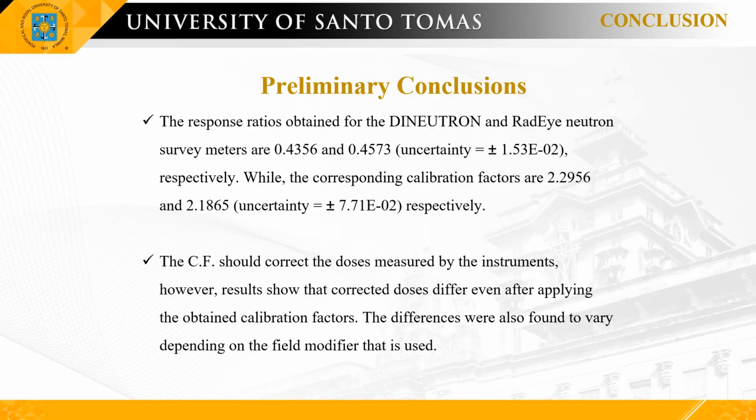Here are some preliminary conclusions in the study. The response ratios obtained for the Dineutron and Rad-Eye neutron survey meters are 0.4356 and 0.4573 respectively, while the corresponding calibration factors are 2.2956 and 2.1865 respectively. The calibration factor should correct the doses measured by the instruments. However, results show that corrected doses differ even after applying the obtained calibration factors. The differences were also found to vary depending on the field modifier that is used.